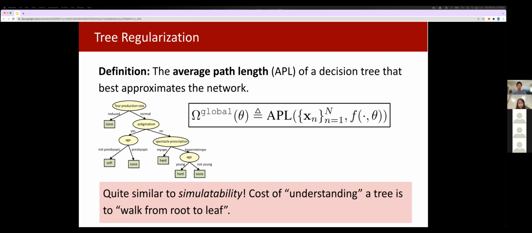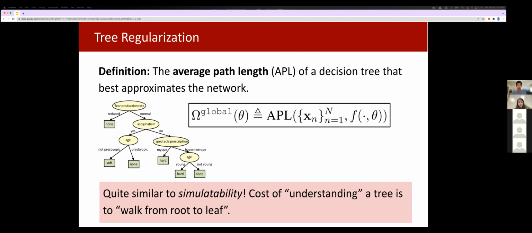Cool. And I hope it's clear why I chose this as a proxy for optimizing for simulatability. Because if the regularization term here is very large, that means that we needed a very large decision tree to approximate the neural network faithfully. That means whatever the neural network learned is very complex. But if the regularization term is small, we don't, meaning that the neural network has a very simple decision function that only needed a few nodes for the decision tree to represent well.